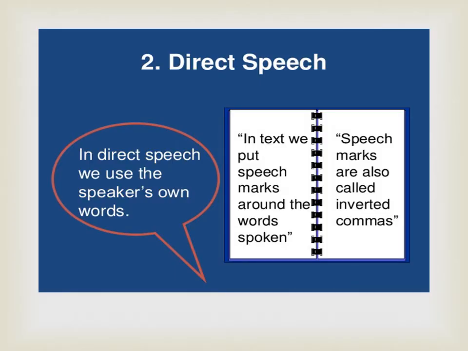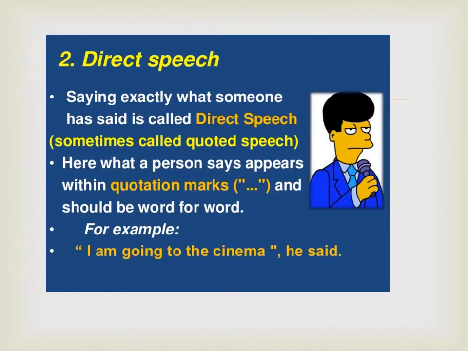Now let us start with direct speech. Now as I told you, in direct speech, we use the speaker's own words. In text, we put speech marks around the words spoken. Speech marks are also called inverted commas. Saying exactly what someone has said is called direct speech, sometimes called quoted speech. Here, what a person says appears within quotation marks and should be word for word.